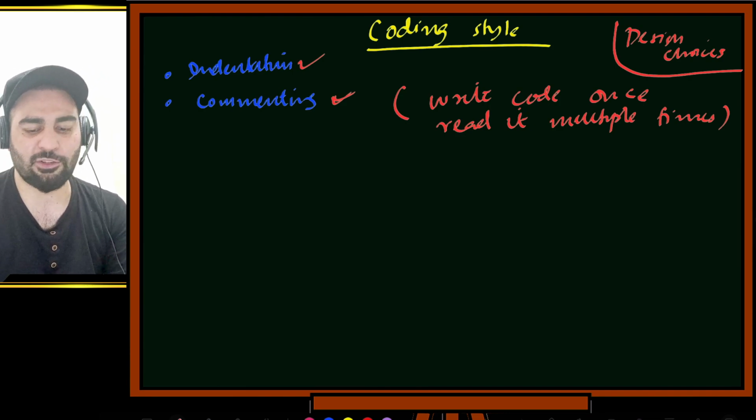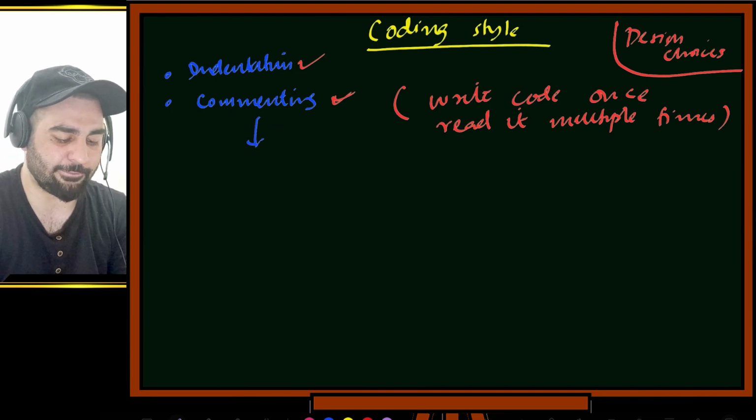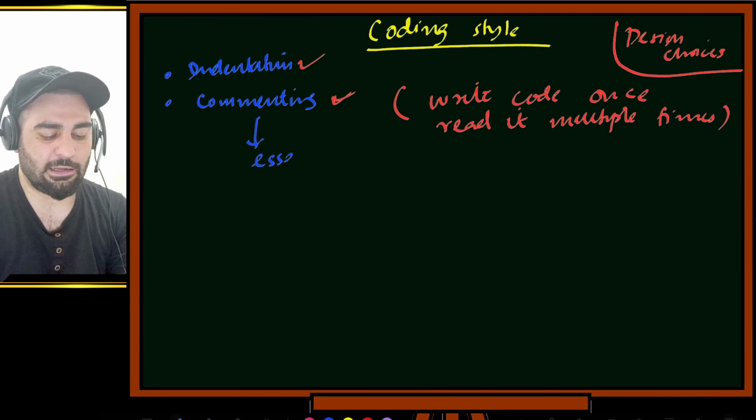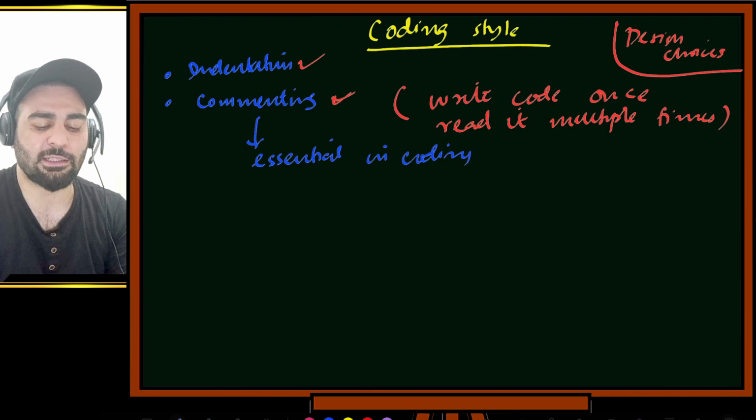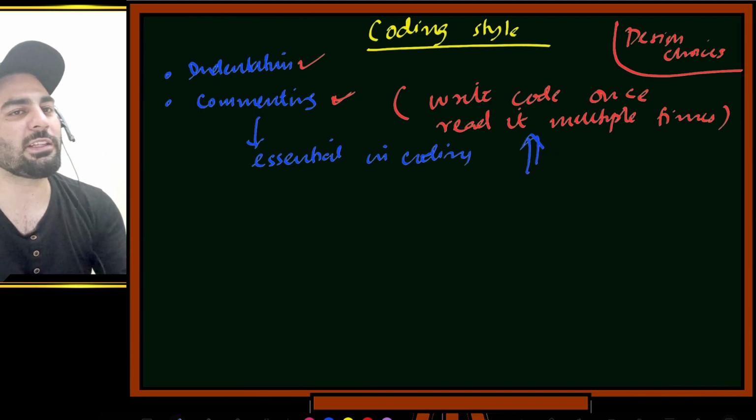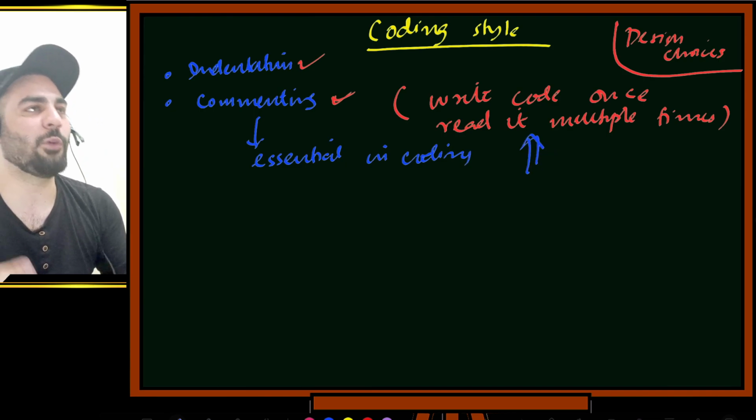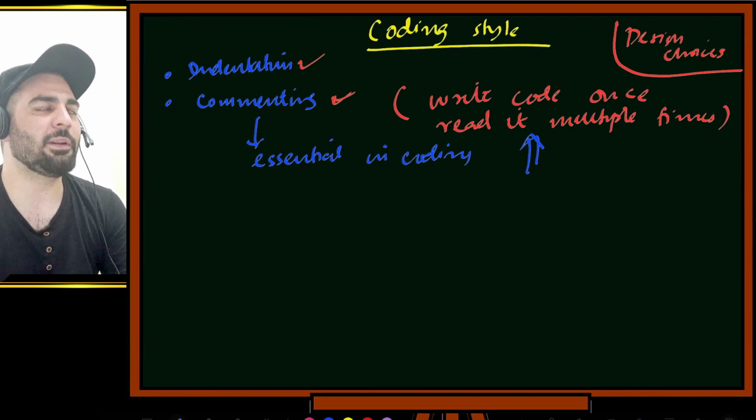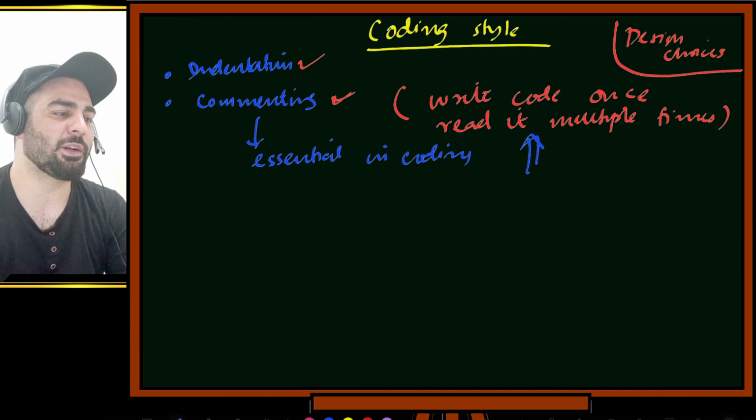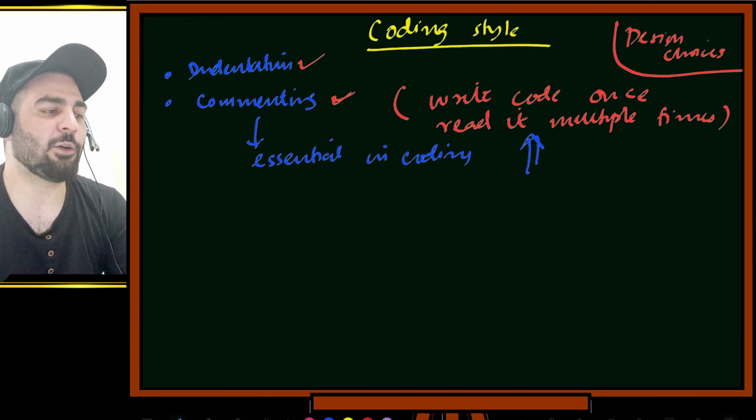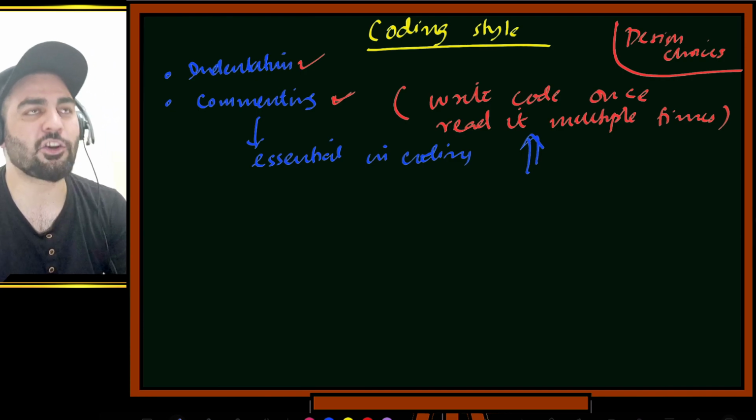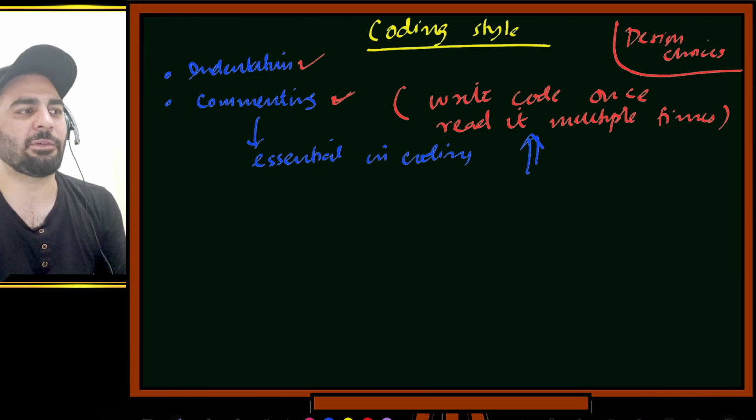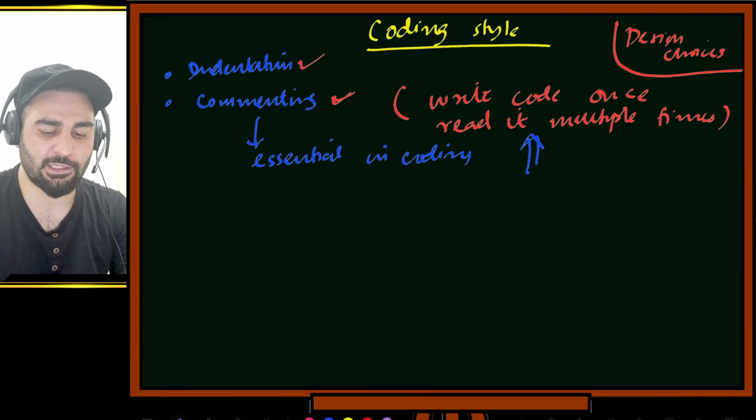So comments are essential in coding, because you have to remember this mantra: you write the code once and read it multiple times. You'll be working with a team where they'll have to read your code. Your code should be readable, not just machine readable, it should be human readable. So you'll have to write these comments. The Python code can be commented in multiple ways. There are different types of comments.